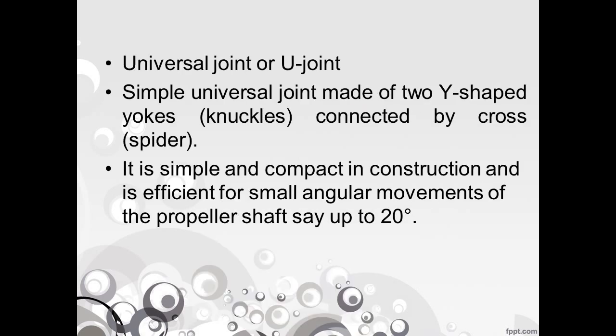Universal joint is also called U joint, also solid drive line. As I told, the two Y-shaped yokes are present. Yoke is also called knuckle and is connected with the spider or the cross. It is a simple, compact component, and its construction is efficient for small angular movement of propeller shaft, say up to 20 degrees.